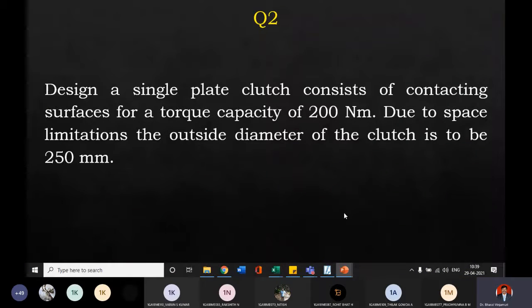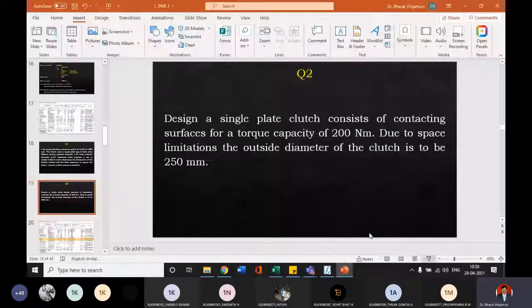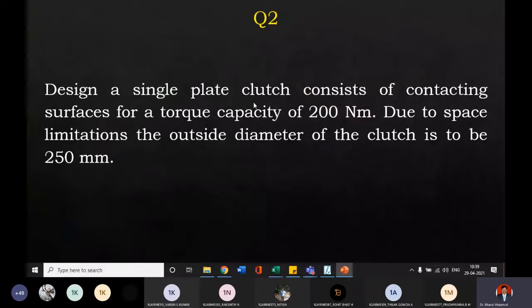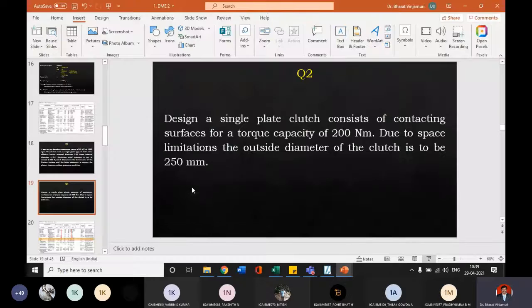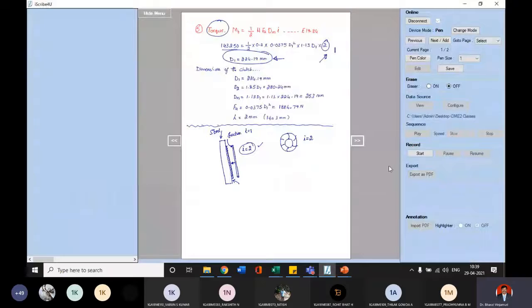Okay, now he has given this: design a single plate clutch for a torque capacity of 200 Newton meter. So MT has been given. Due to space limitations, the outside diameter of the clutch is to be 250 mm. He has given only two values: one is the torque and one is the outer diameter D2. Let us solve this.